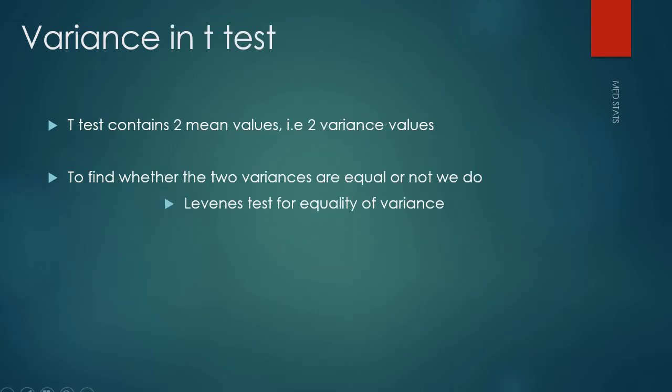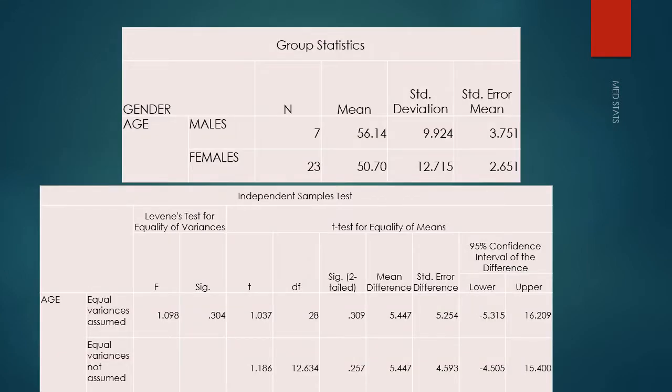Then coming to variance in t-test. In an independent sample t-test, we get two mean values. That means we get two variances. So to find out whether these two variances are equal or not equal, we have to do one test called Levene's test for equality of variances. When we do an independent sample t-test, SPSS will automatically calculate this Levene's test for equality of variances. So whenever we do an independent sample t-test in SPSS, we get two tables. The first table is the group statistics table and the second table is the independent sample t-test table.